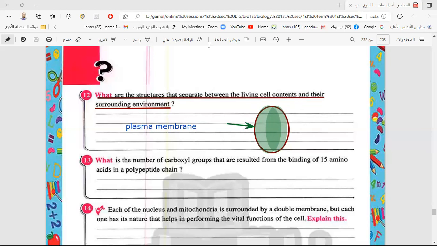But in the plant cell, there is another wall, the cell wall, which helps in separating it more. But here the best answer is the plasma membrane, because it is found in both living cells, animal and plant. The question doesn't tell you whether it is a plant cell or animal cell. It says living cell. So the best answer is plasma membrane. Okay.